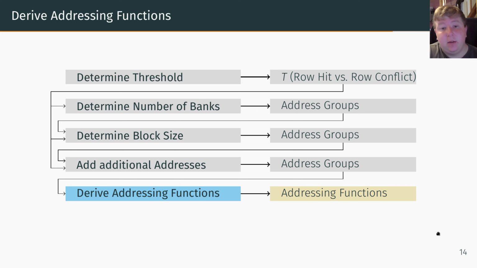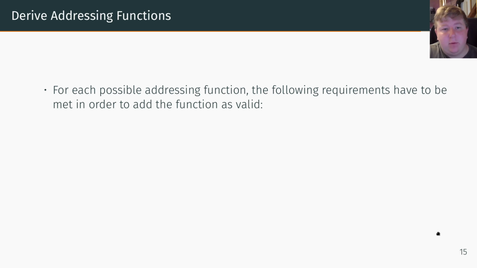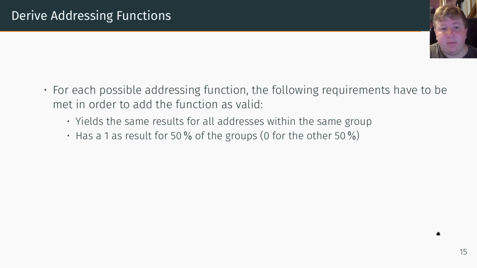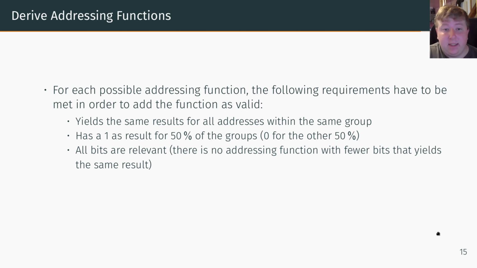The last step is to derive the address functions. We use a brute force approach, so basically for each possible addressing function there are some requirements that have to be met in order to add the function as a valid one. The first requirement is that the function yields the same result for all addresses within the same group. The next requirement is that it has a 1 as result for 50% of the groups, and thereby 0 for the other 50% of the groups. And the final requirement is that all bits of the address function have to be relevant. There should not be an address function with fewer bits that yields the same result. So basically, if we toggle the bits to 0, then the result has to be different.